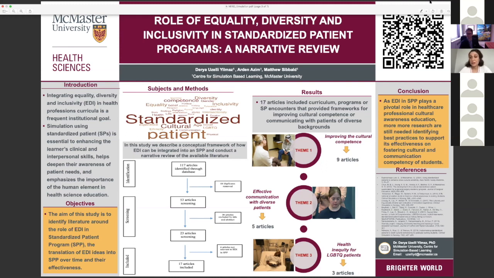and more research is needed to identify best practice to support effectiveness in fostering cultural and communication competence of students. Overall, more research is needed to provide more evidence on the challenges, effectiveness, and outcomes of developing EDI-based SP programs in health science education. Thank you so much.